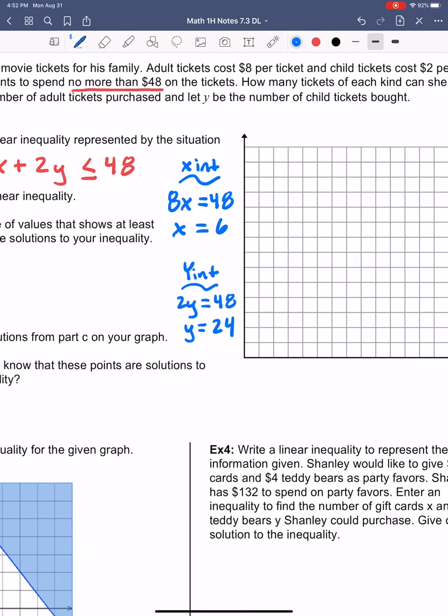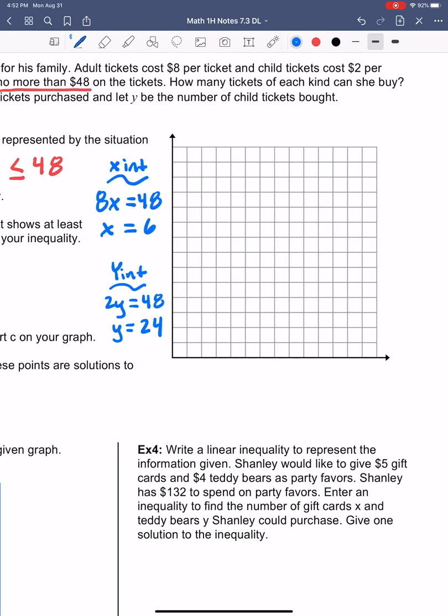And so I'm going to go ahead and put these onto the graph here. So for the x-intercepts, that's the adult tickets, I can just go ahead and count by ones there, 1, 2, 3, 4, 5, and 6. Okay. And then for the y-intercept here, it's at positive 24. Okay, so I'm going to count by 3s. 3, 6, 9, 12, 15, 18, 21, and 24. Okay, so I've got my 2 points there.